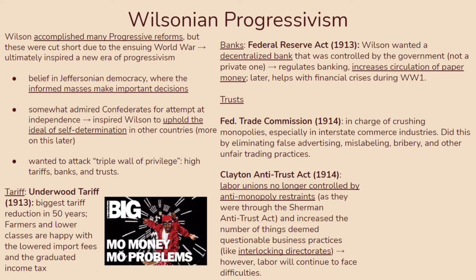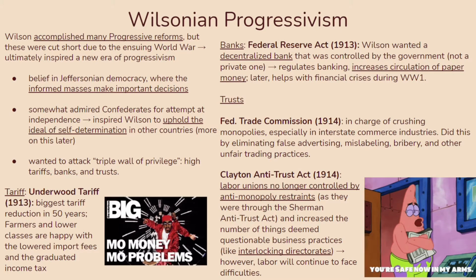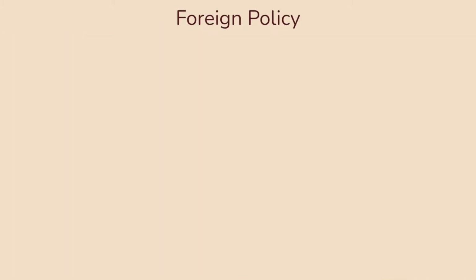So, for example, interlocking directorates, which you can look more into in the textbook. It's not really that important for our purposes here, but that's one example. And although this is definitely a very, very good thing, like Wilson is sort of protecting labor unions now, they aren't as easily prosecuted as they had been before, labor is still going to face many difficulties, as we'll see in the future. But Wilson did do other things for the labor movement.